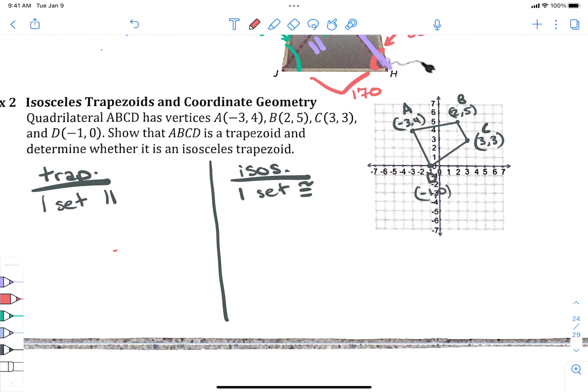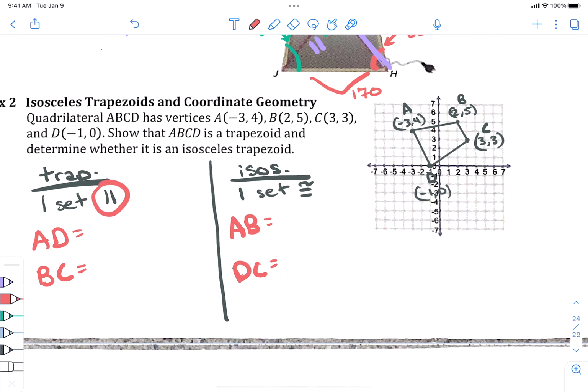All right, if you had to guess, which sides would you say are the parallel ones? AD and BC, I agree. AD is like the left side and BC is like the right side. I agree with you. And then which two sides would be like the isosceles sides if they are? AB and DC. Okay, now, here's the deal.